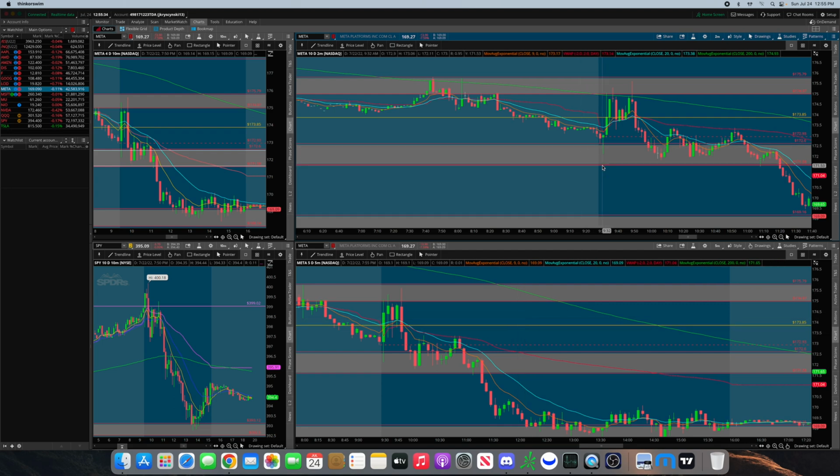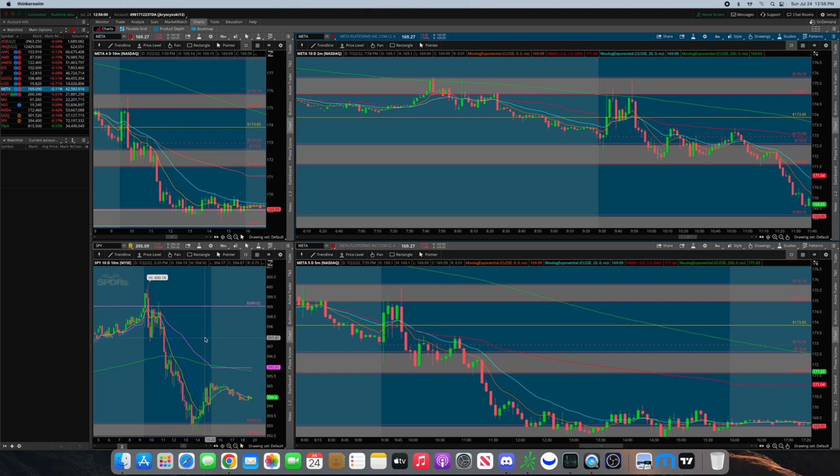So I use the 2 minute to base my entries. The 5 minute is my main trading time frame, and then the 10 minute is just my correlation of everything. Below here, you do have SPY. Sometimes I'll have SPY there, sometimes I'll have QQQ there, sometimes I'll have VIX there. So you can see the sentiment of the market obviously from there.